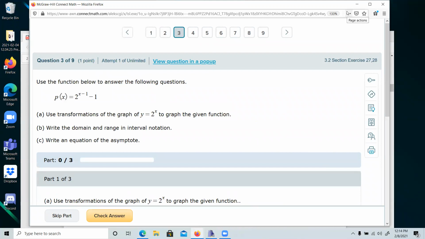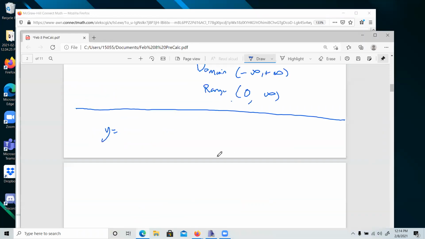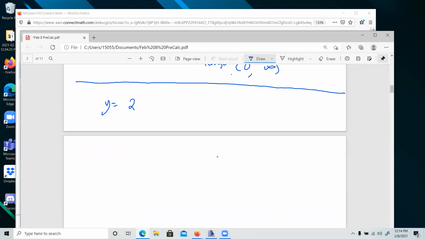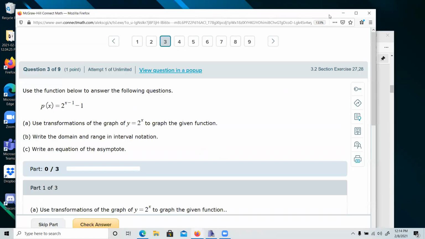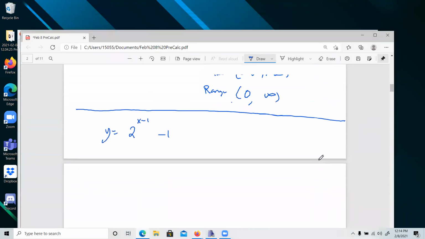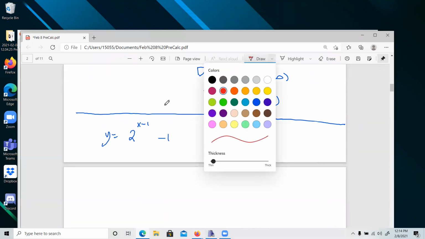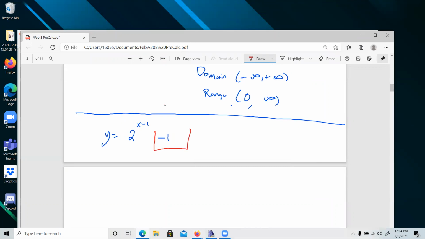All right. Let's take a look at this one and say we'll do 2 different ones. We'll do a vertical and we'll do a horizontal. Okay. So we'll do y equals 2 to the x minus 1. Right, this guy here is a vertical transformation. It's a vertical shift. We're going to be moving 1 unit down.